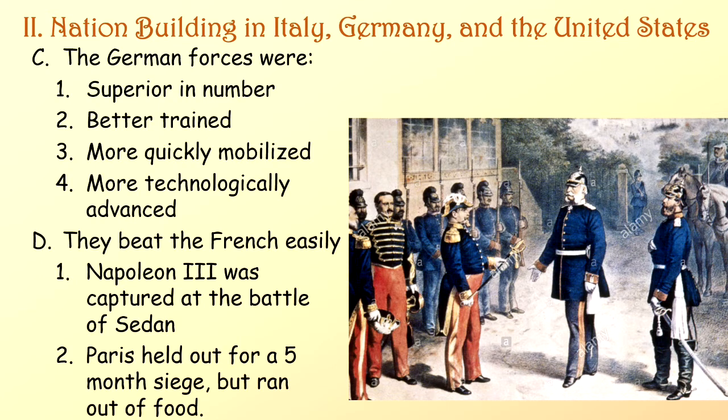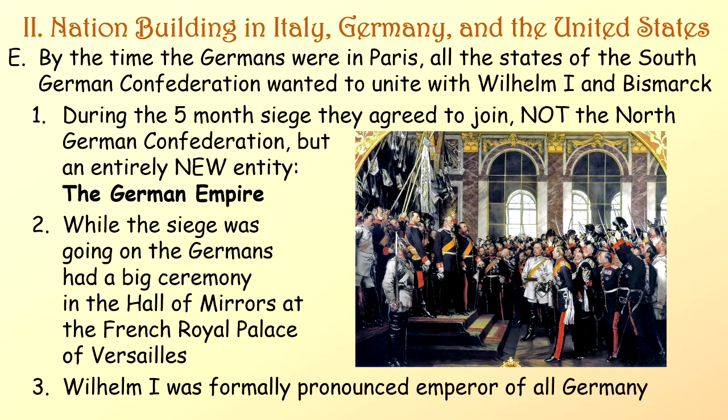Napoleon III was captured at the Battle of Sedan. Paris held out for a 5-month siege, but ran out of food. By the time the Germans were in Paris, all the states of the South German Confederation wanted to unite with Wilhelm I and Bismarck. During the 5-month siege, they agreed to join not the North German Confederation, but an entirely new entity, the German Empire.